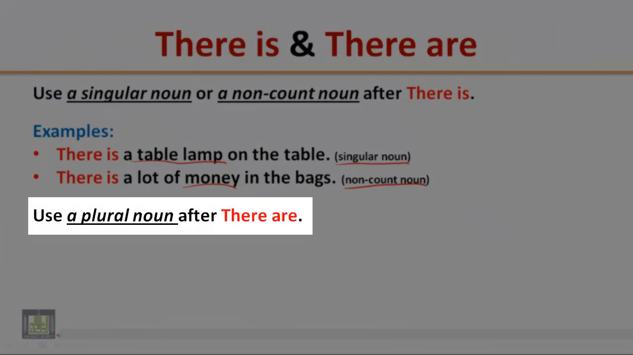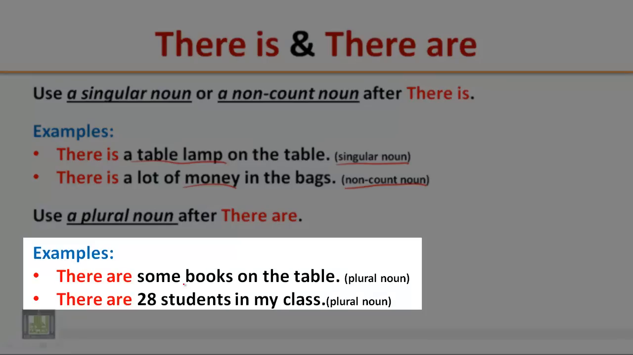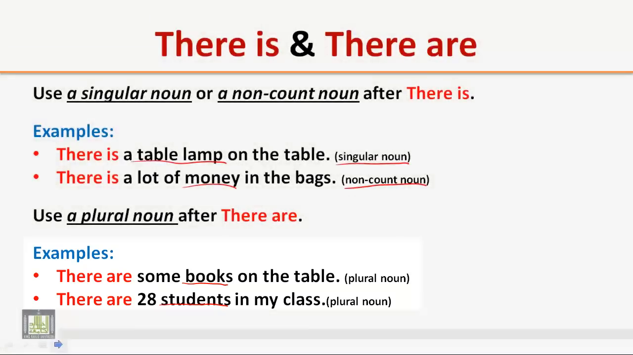Use a plural noun after there are. Examples. There are some books on the table. The word books is plural. There are 28 students in my class. The word students is also plural.